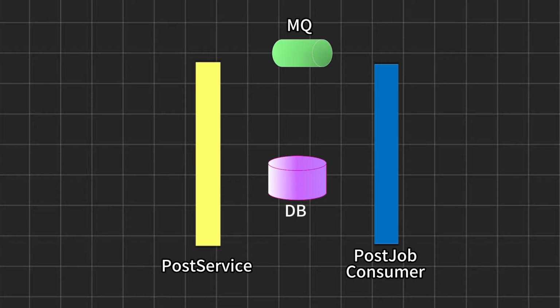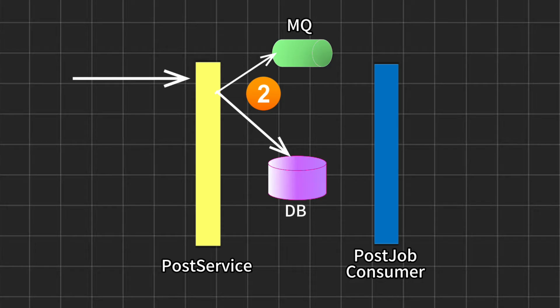Here's how it operates. 1. User initiates a post request from the front end. 2. Post service receives the request, converts it into a job, stores it in the database, and sends a job message to the MQ. 3. At this point, the job has been successfully submitted, and the post service returns a job ID to the front end.